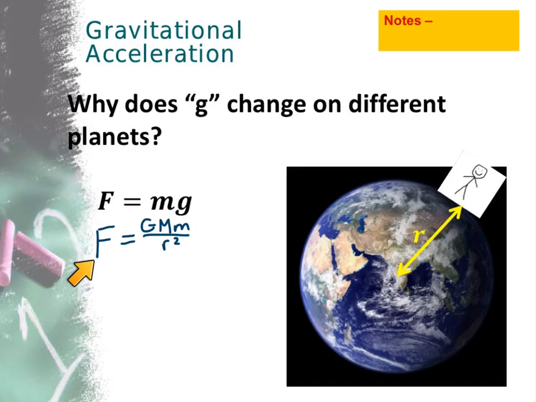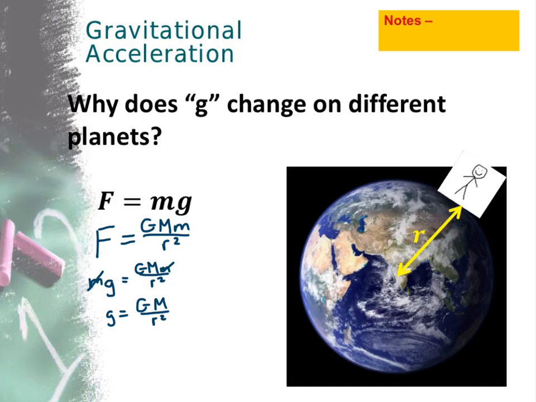Well, these two things are both describing gravitational force, right? So they should be the same thing. If we set these two equal to one another, we get this equation right here. And if we do a little simplifying, we notice that the m's could divide out if we divided both sides by m. And we're going to end up with little g equals big G, big M divided by r squared.